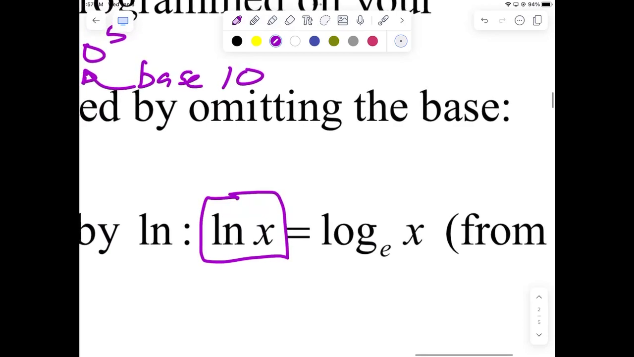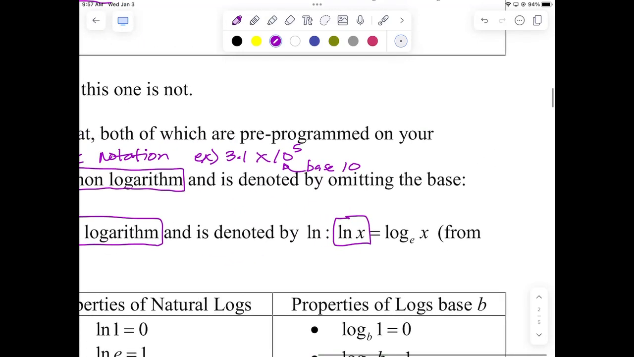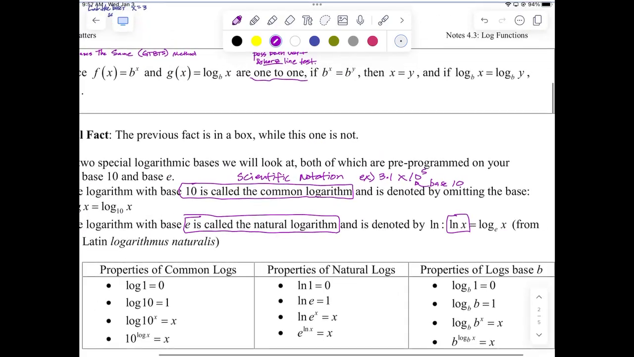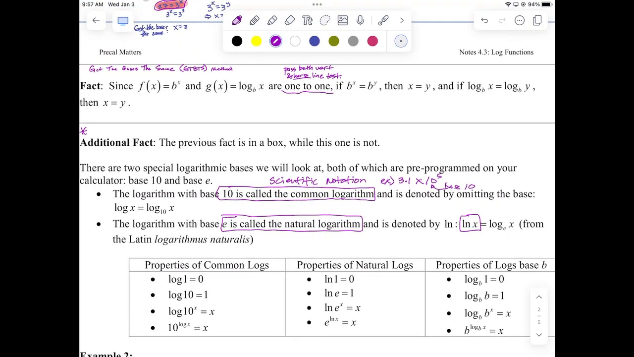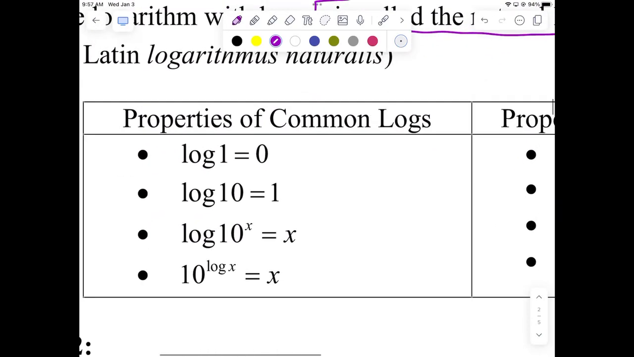It's the natural base. Okay, that's the one that we use more primarily in this class, whereas base 10 is what you use in your science class primarily. Sometimes base 10 is called the scientific base. All right, here are some properties of common logs. Common logs means base what?